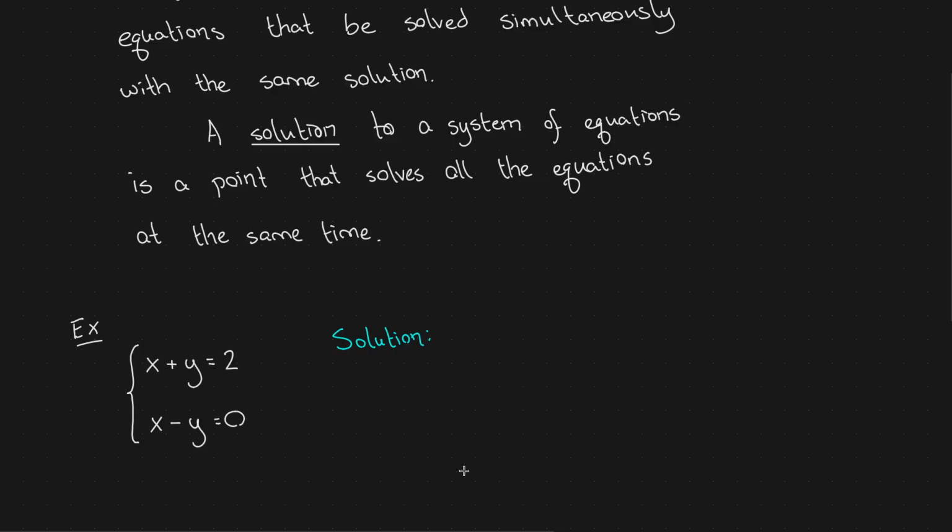It probably doesn't take you very long to identify one of them, even without resorting to algebraic means to find it. x, y equals 1, 1 is a solution to the system. Because if I plug in 1 for x and 1 for y here, the equation's true, right? 1 plus 1 is 2. And if I plug the same point into the second equation, 1 minus 1 is 0. It also makes the second equation true. So this one point is a solution to both equations and therefore a solution to the system.